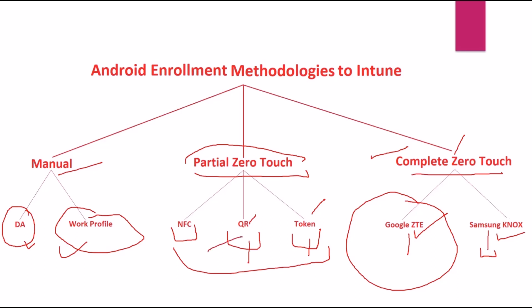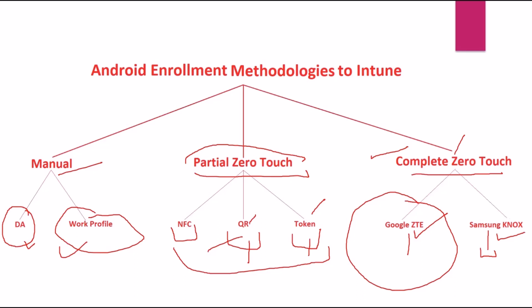Well, it might be for them. Again, as I said, that's because it is subjective. Because where do you exactly draw the line? Do you say that scanning of a QR code via camera is a part of zero touch? If it is, then obviously QR code enrollment is a zero touch enrollment.